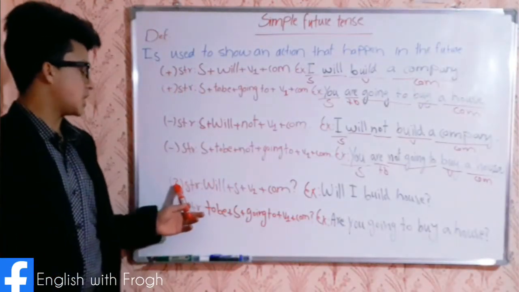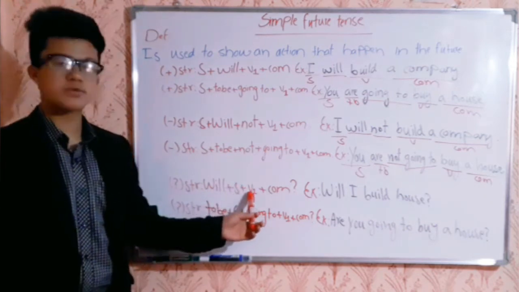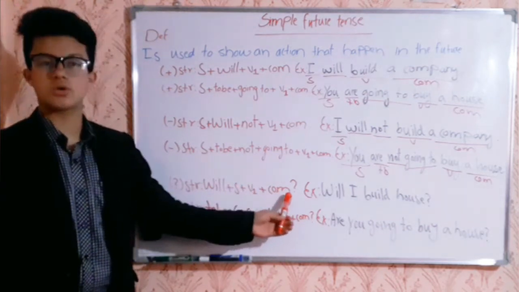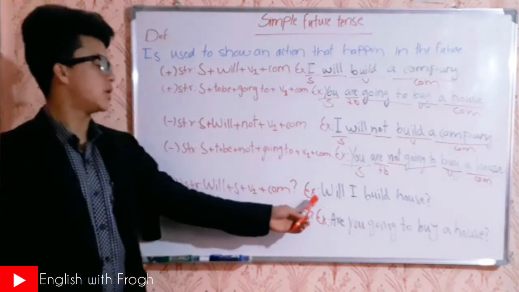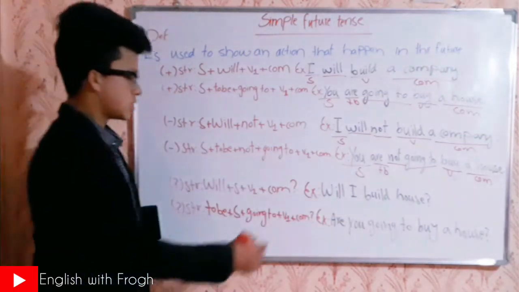The interrogative structure is will plus subject plus first form of the verb plus complement and also the question mark. Example: will I build a house?